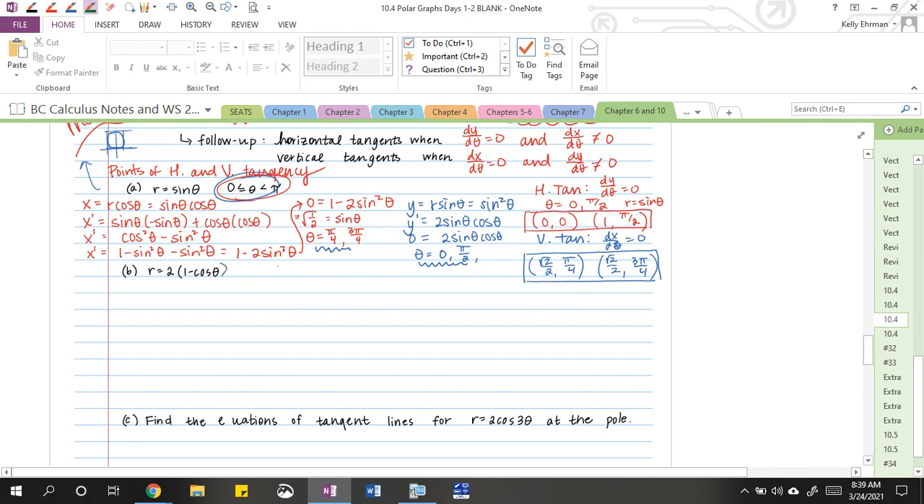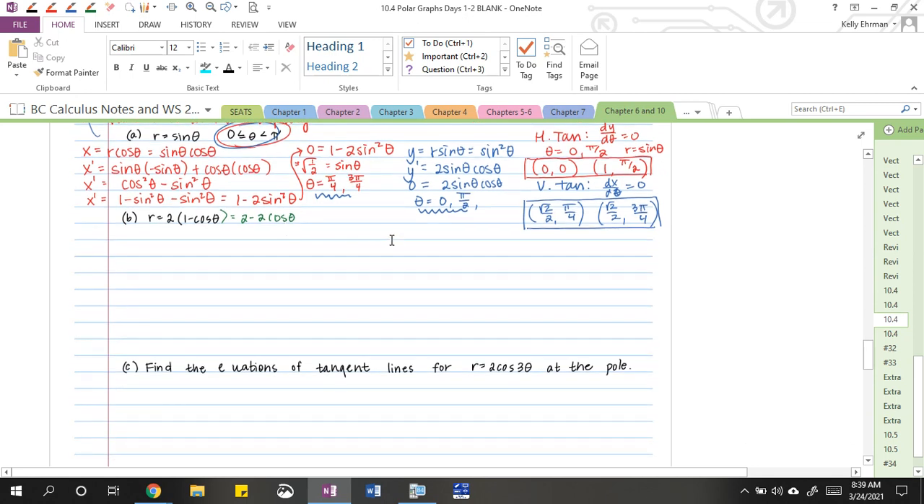There's no restriction on here. I'm going to go ahead and distribute the 2 through. I don't know if that makes it easier or not. That's just what I'm going to do for this one. We're going to go through the same process. So x equals r times cosine theta. So 2 minus 2 cosine theta times cosine theta. So x equals 2 cosine theta minus 2 cosine squared theta. I'm choosing to distribute it because that gets me out of having to do a product rule.